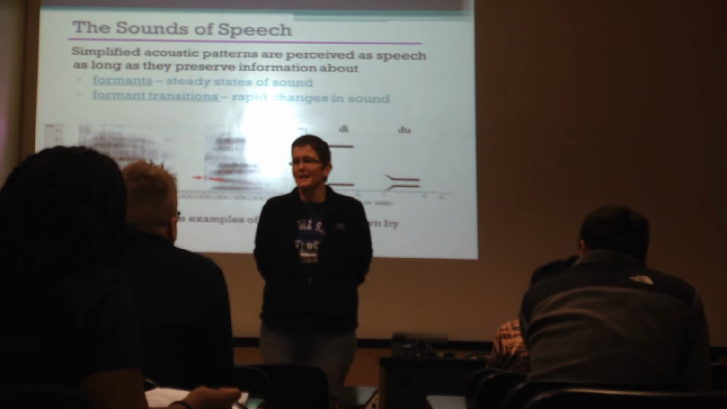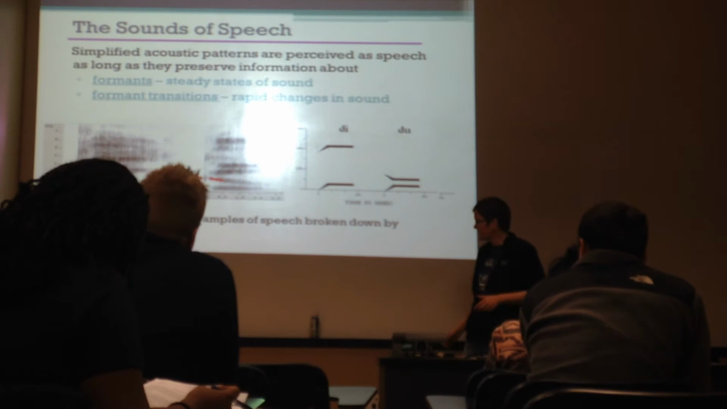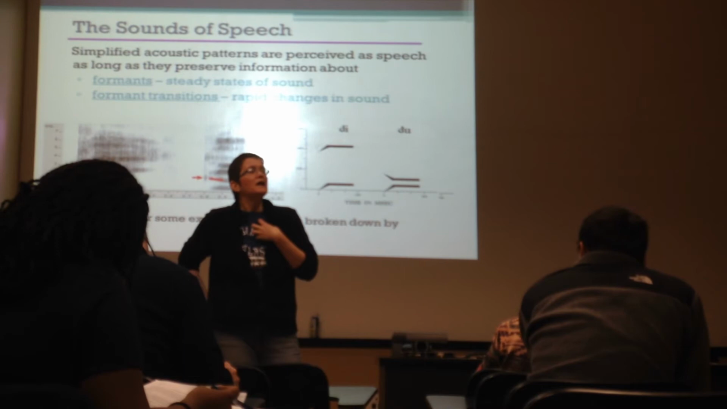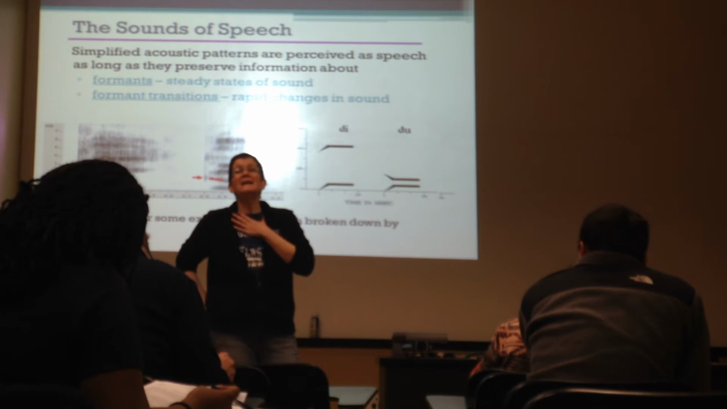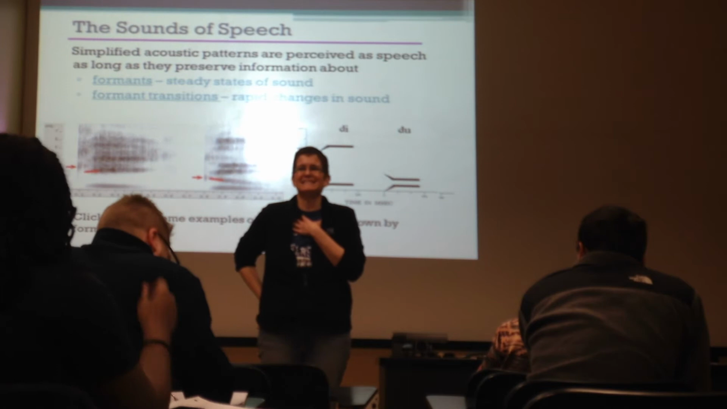Okay, now, part of that is because of something called co-articulation. Co-articulation is the phenomenon whereby we change the way our mouth is shaped when we produce a consonant in order to prepare for the vowel we're getting ready to make. Okay, so think about it this way. Without making any sound whatsoever, I'm going to get ready to say D. Okay, ready? Look at my face. Okay, now I'm going to get ready to say do.